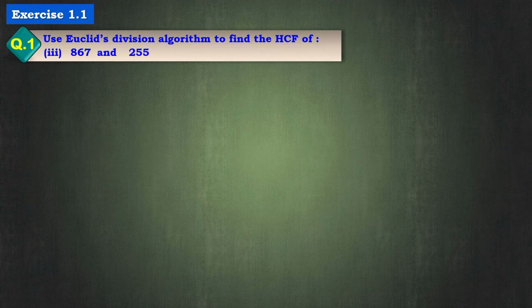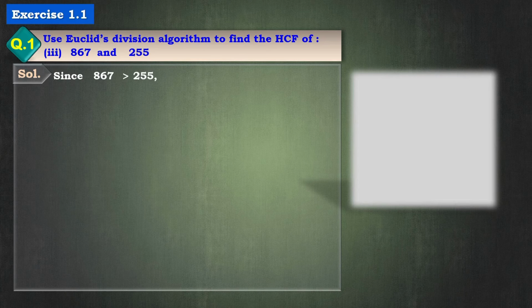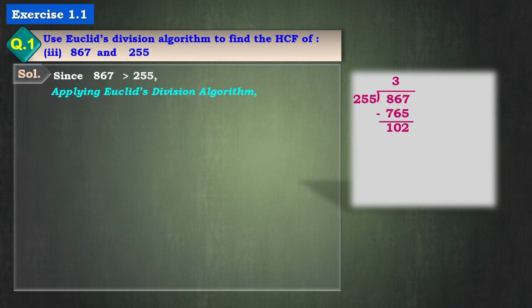Now let's take the next question. Use Euclid's division algorithm to find the HCF of 867 and 255. The same way we have to do. Since 867 is greater than 255, we will consider 255 as the divisor and 867 as the dividend. So we are going to divide 867 by 255. 255 times 3 is 765. So we will get the remainder as 102.